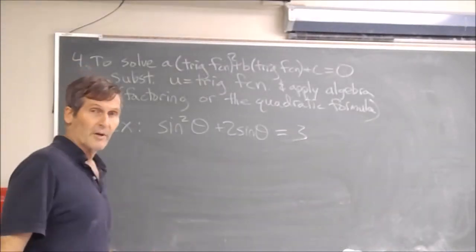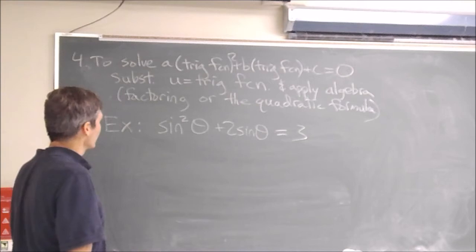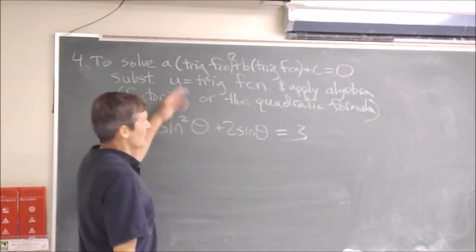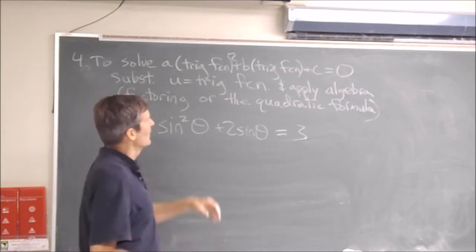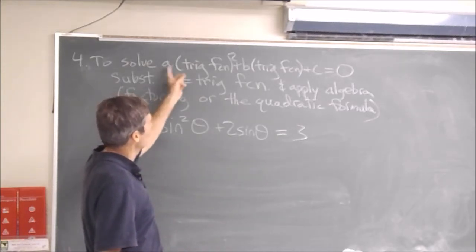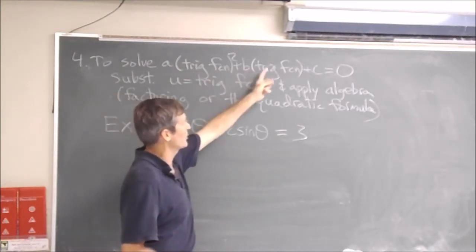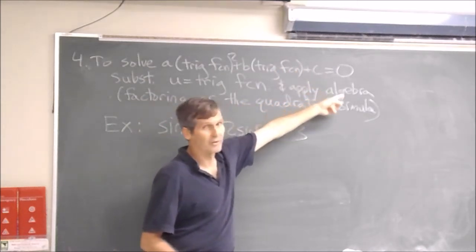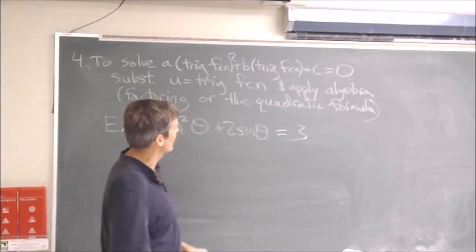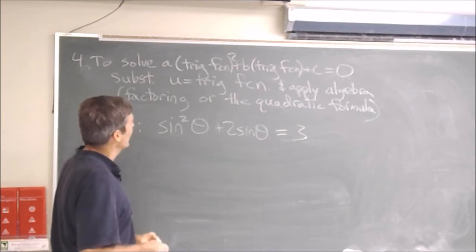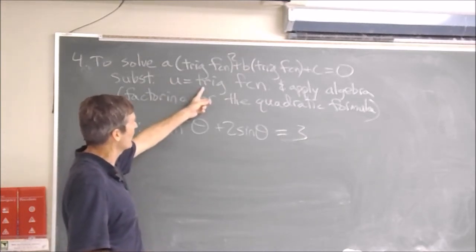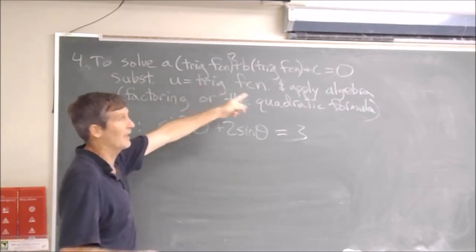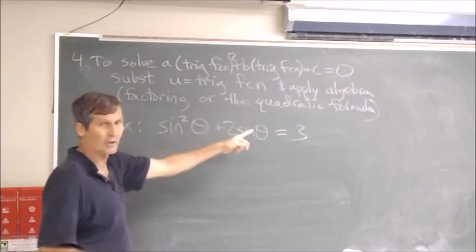Well, there are lots of harder equations and trig functions that we can solve. This is a real common one. Once you get this one, you can kind of see how to do the even harder ones. But suppose I have a times the trig function squared plus b times the trig function plus c equals 0. Can I solve that? That looks really hard. Well, you can if you just substitute u equals the trig function. It turns it into a quadratic equation. And you can solve that by algebra, either by factoring or by the quadratic formula.